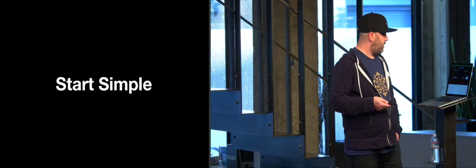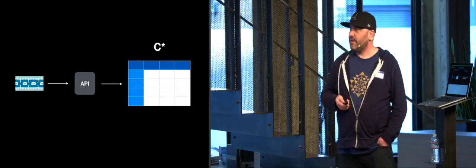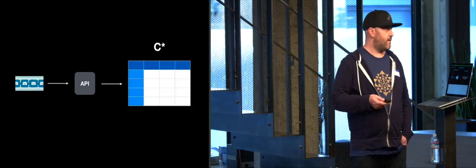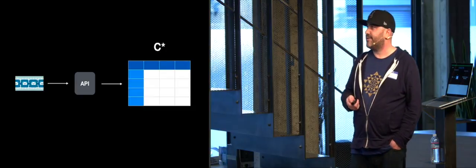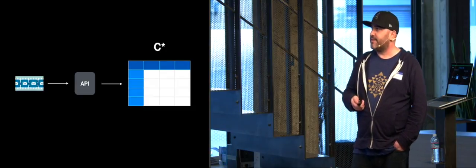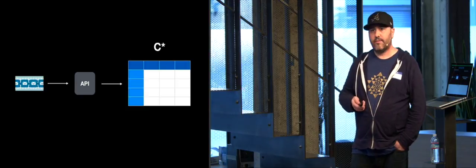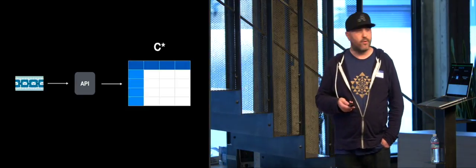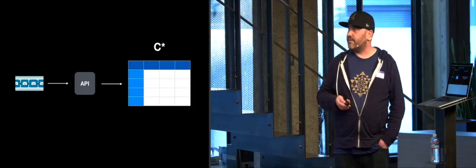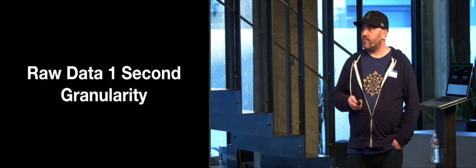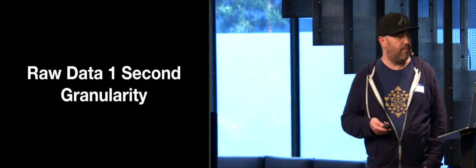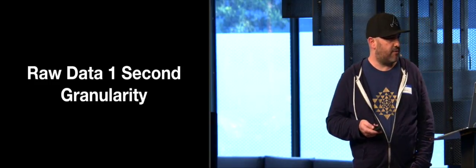When we started, it was pretty simple. I'm not going to go into much about metrics because I assume you all know what metrics are, as you're at the metrics meetup. But basically, we collect metrics via the API and we get them into Cassandra as quickly as possible. And that was how we started. That data, we refer to as raw data, and it can have a 1 second granularity.